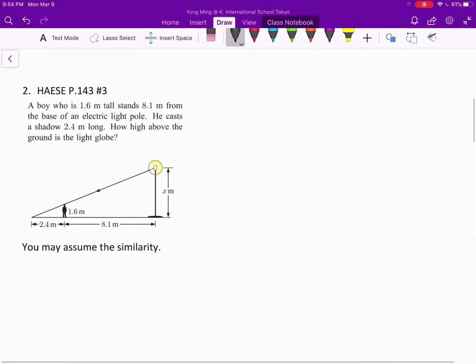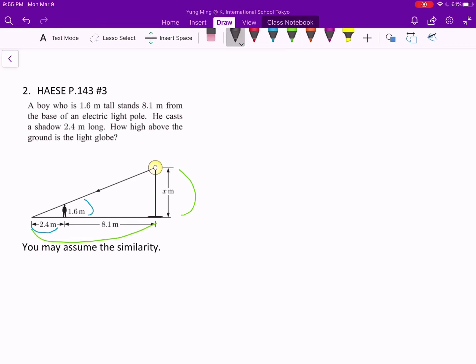Now example number 2, we have a boy who is 1.6 meters tall, standing 8.1 meters away from the base of the electric light pole. He casts a shadow of 2.4 meters. How high above the ground is the light globe? Again, in this case, we can assume the similarity, so we're not going to prove that. We are going to have 1.6 to x equal to 2.4 to 2.4 plus 8.1.